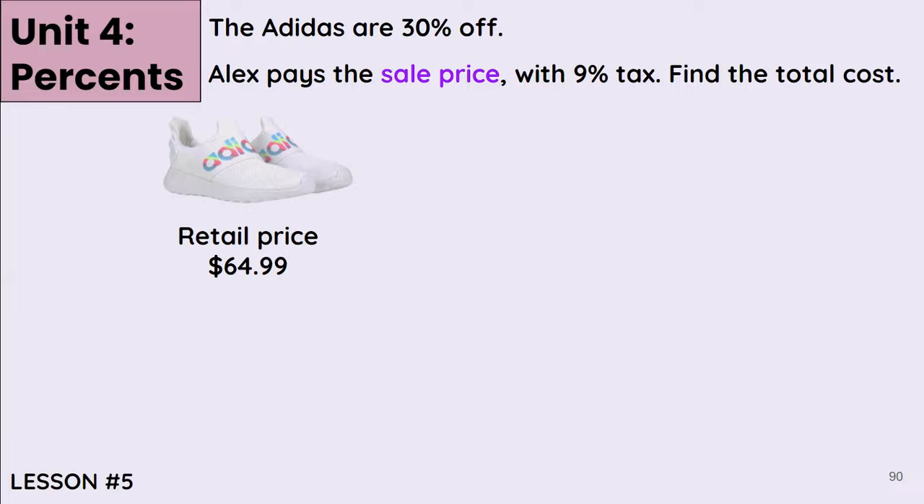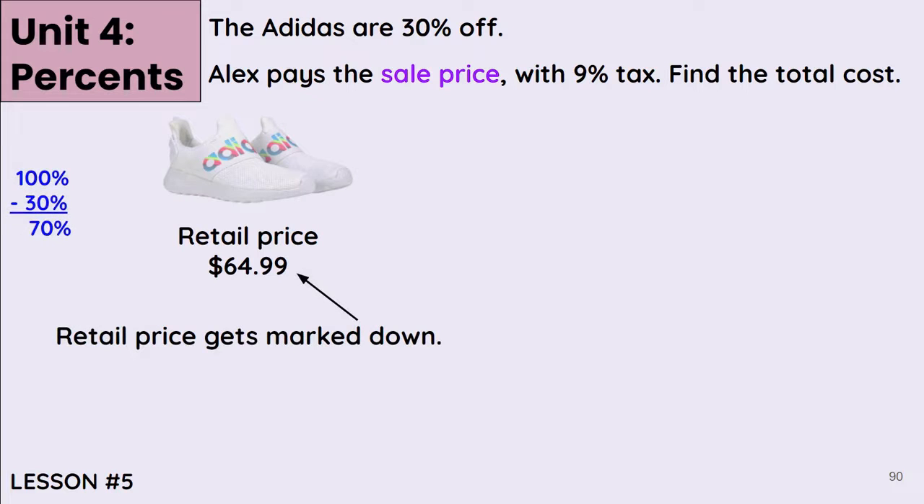So the Adidas are 30% off, and Alex has to pay the sales price with 9% tax. And we're going to find the total cost. So if I see this pair of shoes at 30% off, that means I was going to have to pay 100%, but now it's 30% off. So I only have to pay 70%. So to find the discount price, go ahead and do 0.70 times the price.